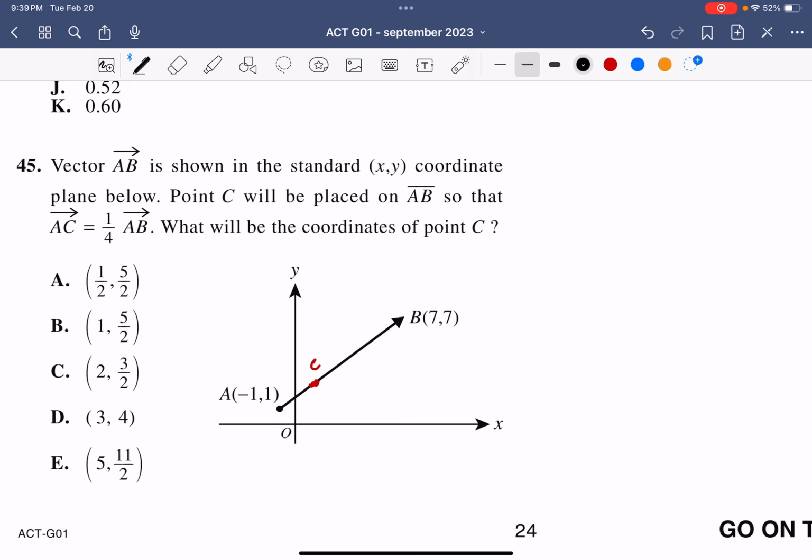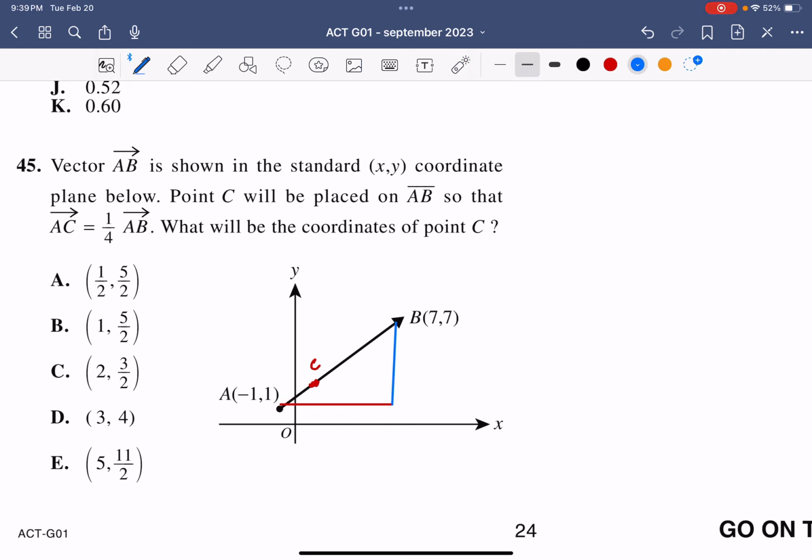Well, let's find the length from here to here in the x direction. And then let's find the length from here to here in the y direction. And then we're going to take 1/4 of those lengths. And then that will allow us to figure out how far we need to move in this direction and then in this direction to arrive at point C.